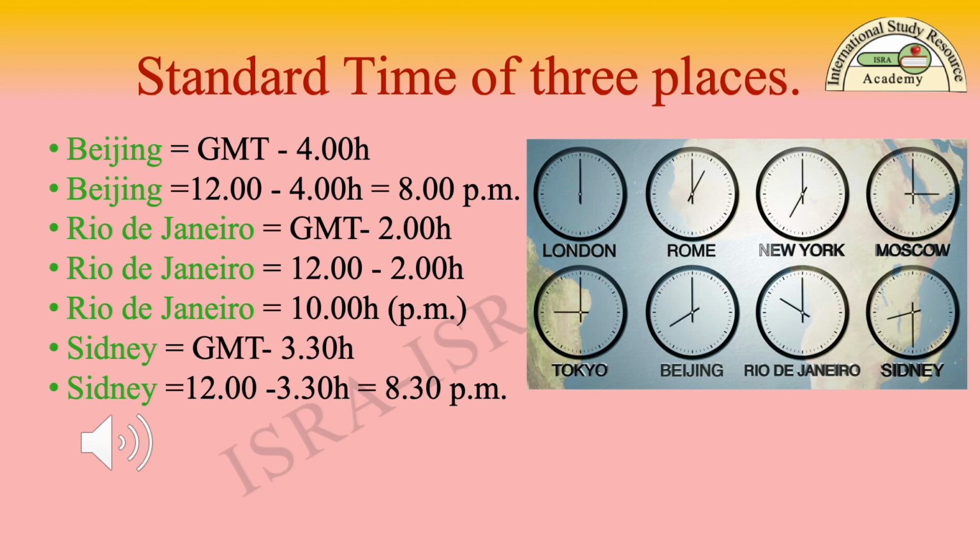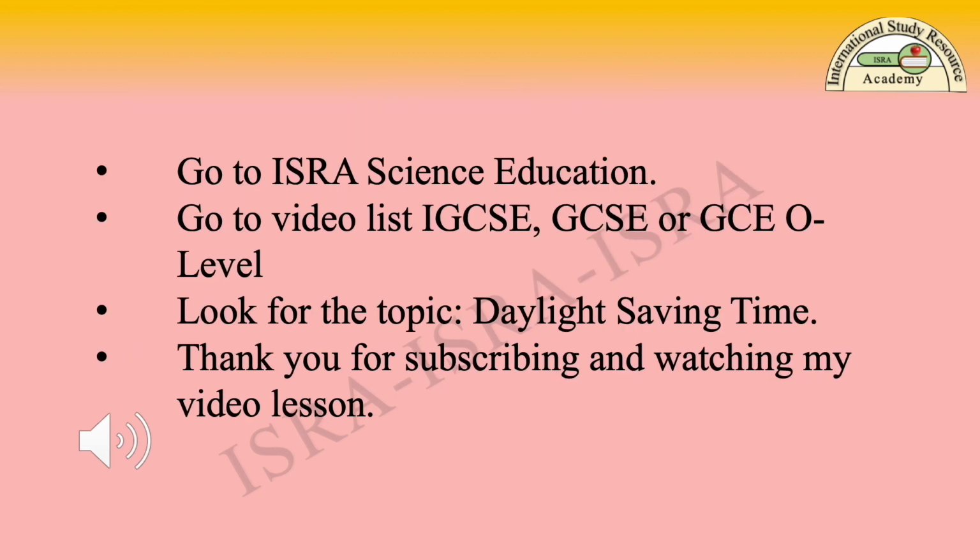Similarly, in Sydney, UTC Sydney is equal to GMT minus 3.30 hours. Therefore, Sydney clock is showing its standard time 12 minus 3.30 hours is equal to 8:30 pm.